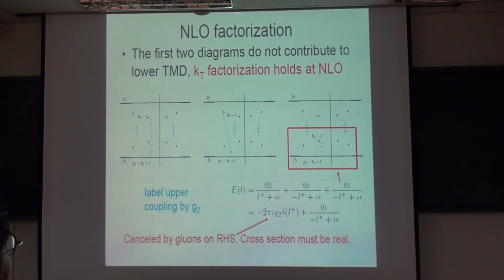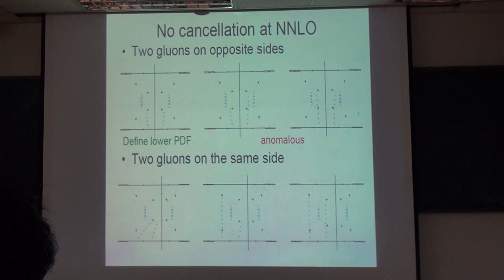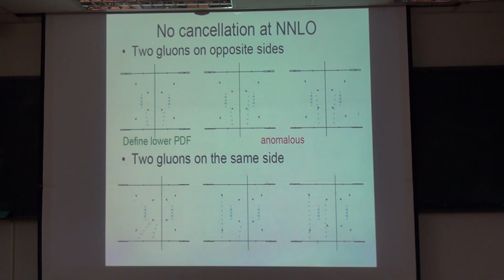But the cancellation does not occur at the two loop level, because now the two delta functions can multiply together, and you get a real contribution. And unfortunately, there's no cancellation between these two sets of diagrams. So we have this information. We need a KT factorization, but unfortunately, KT factorization will fail for complicated QCD processes.